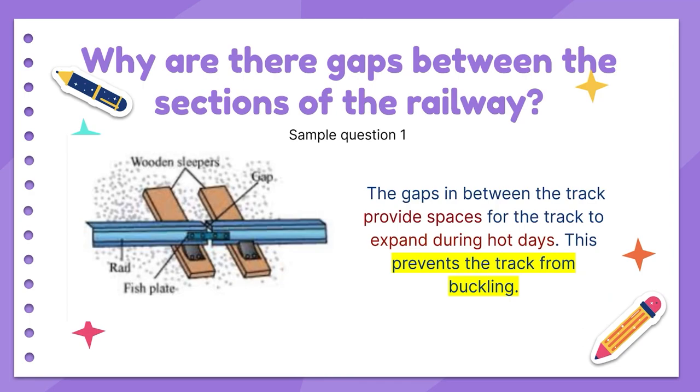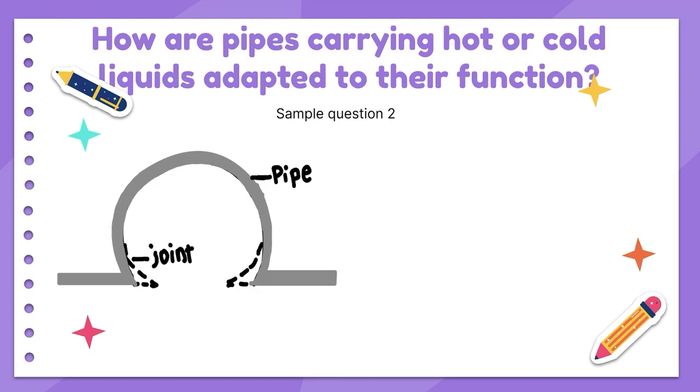The one which is highlighted in yellow, preventing the tracks from buckling, is unique to each question. You have to apply your common knowledge to the context of the question. In this case, it's for the gaps between the sections of the railway, and this prevents the tracks from buckling. Here is the next sample question.